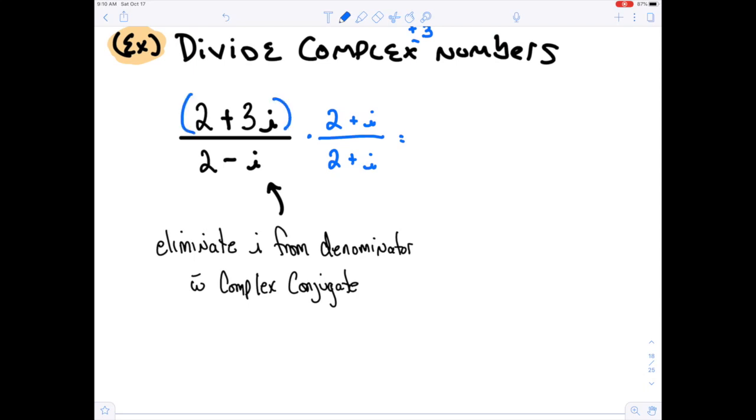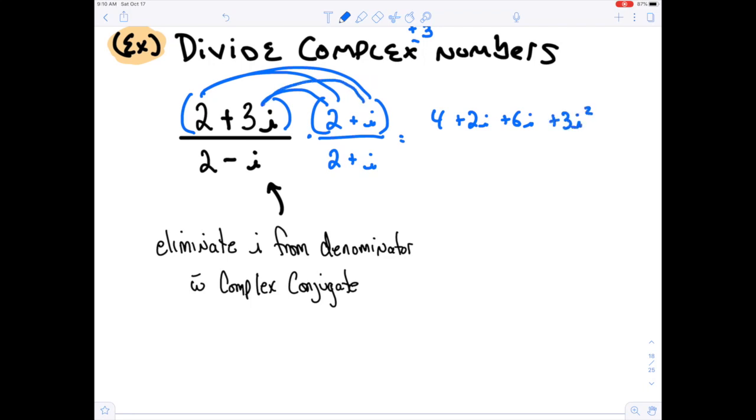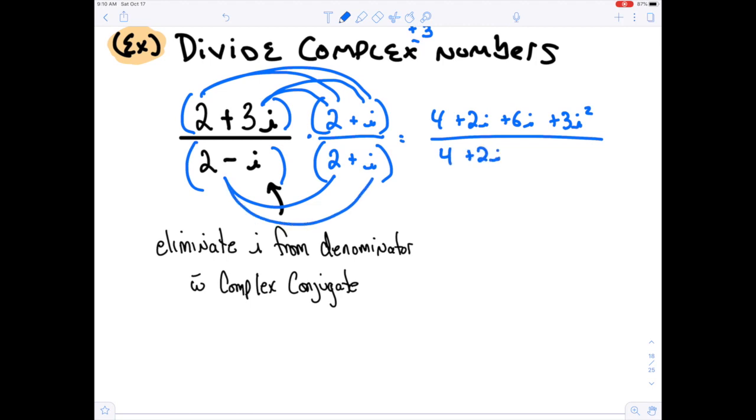So here we go. I'm going to use FOIL on the top. 2 times 2 is 4. 2 times i is 2i. 3i times 2 is 6i. We're going to combine those together in just a moment. And 3i times i is going to be 3i squared. We'll talk about that. On the bottom, we have 2 times 2 is 4. 2 times i is 2i. Negative i times 2 is minus 2i. That's good. And negative i times positive i is negative i squared.